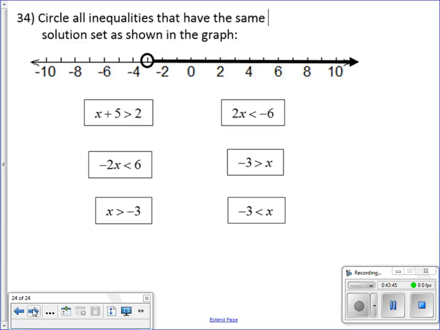Here, this one is tricky. Okay, so we need to really watch this. This is the kind of problem that most people miss on their tests. I'm taking a look at what I have here, and I need to circle every single inequality that means the same thing as what this graph shows.